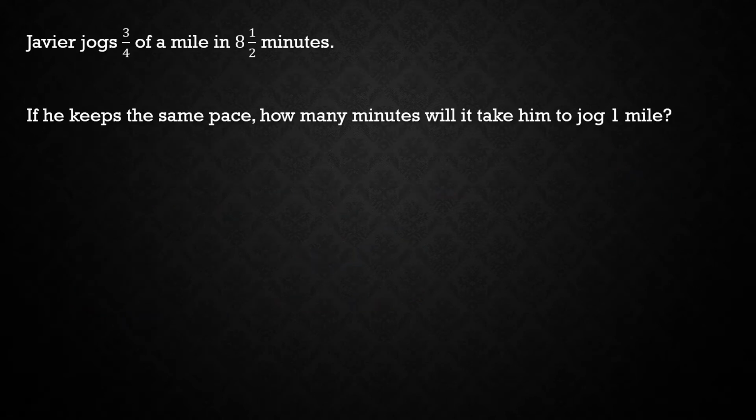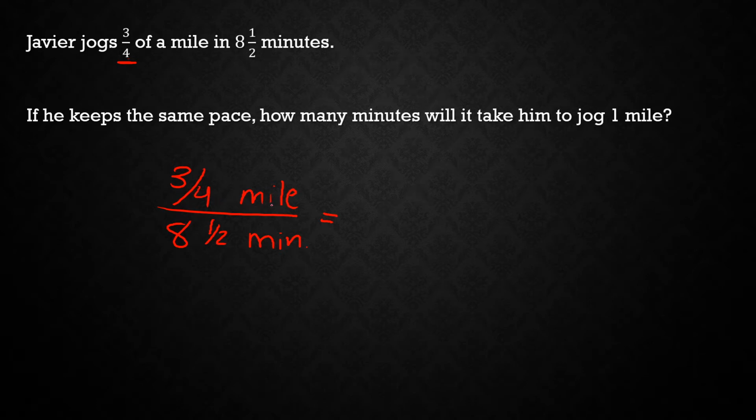Alright, our first question. Javier jogs 3/4 of a mile in 8.5 minutes. If he keeps at the same pace, how many minutes will it take him to jog 1 mile? Okay. So he goes 3/4 of a mile every 8.5 minutes. A big part of these problems is being able to set up your ratio, which is what I just did here. This is our ratio, okay? And when in doubt, I would just write it in the order that you read it in the problem, right? In the problem, I read 3/4 first, so I put 3/4 first here.